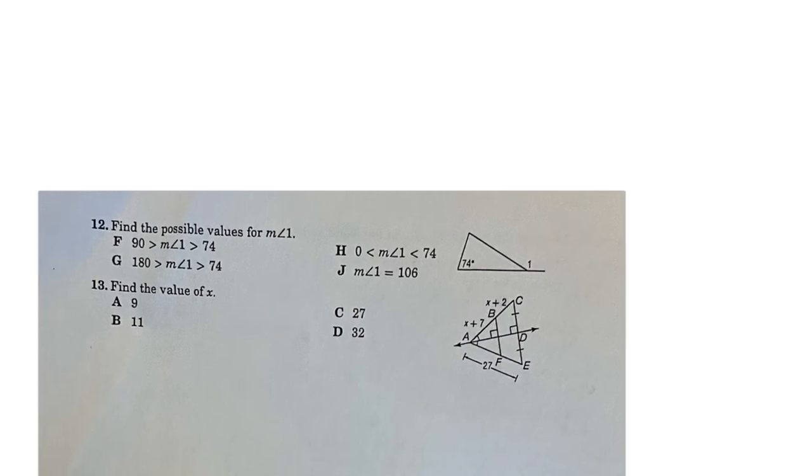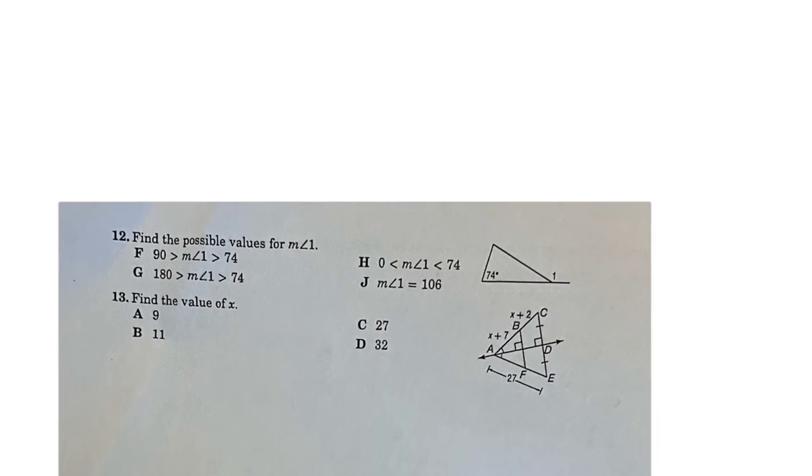Okay. Find the possible values for the measure of angle 1. Well, due to the exterior angle inequality theorem, angle 1 has to be more than 74. So where is that mentioned? The opposite is mentioned here. It says that the measure of angle 1 is less than 74. So that's gone. This is some gobbledygook that doesn't even mention the relationship between angle 1 and 74.